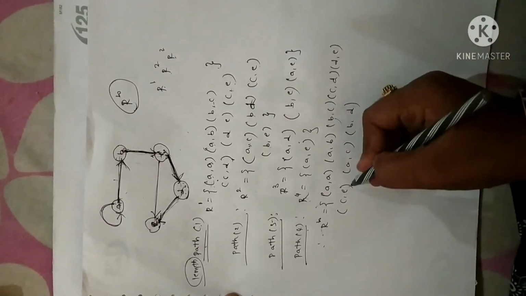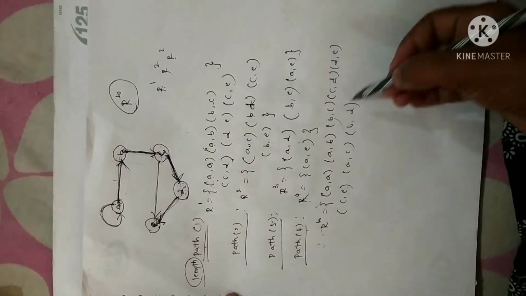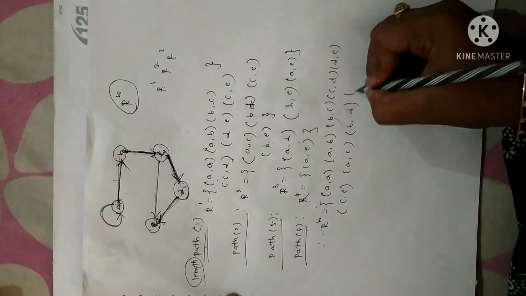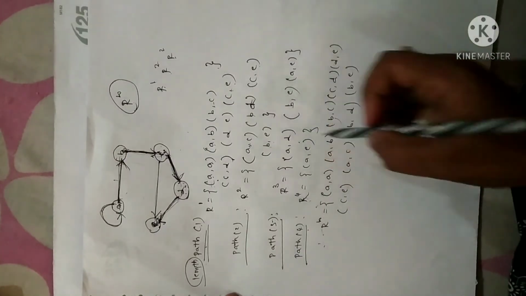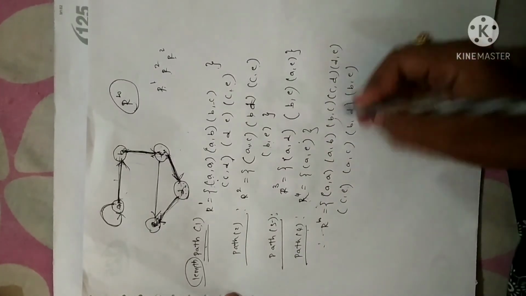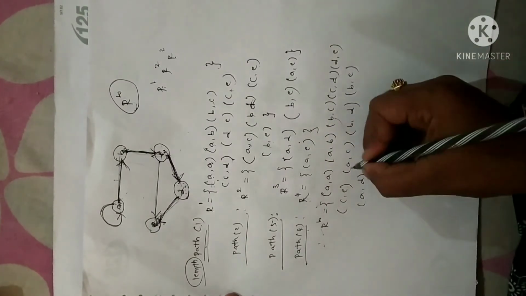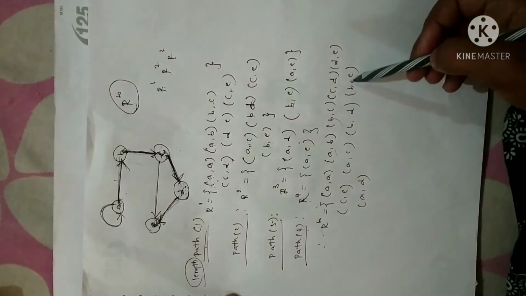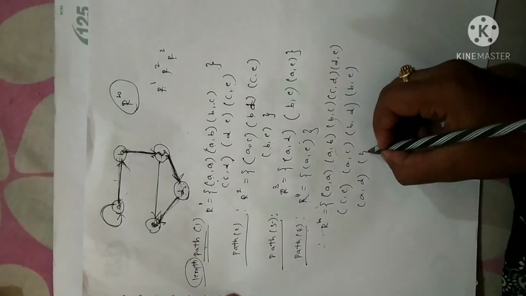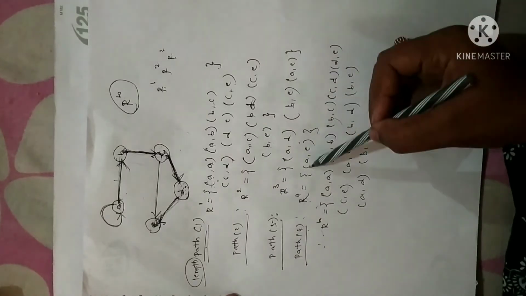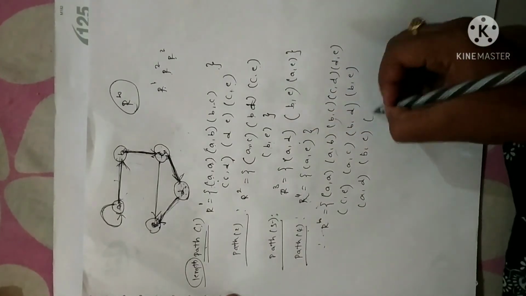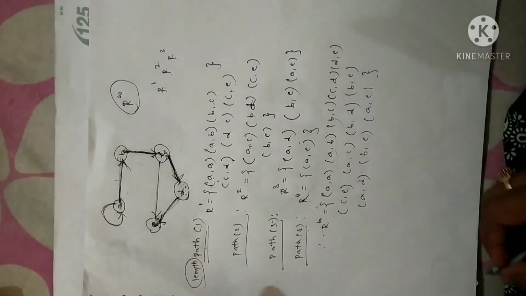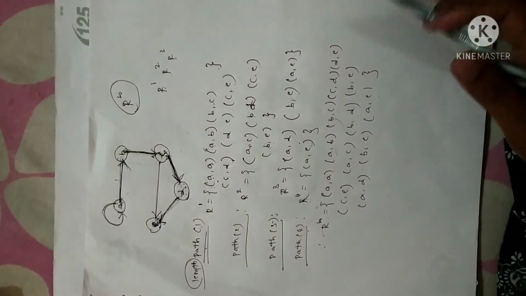C to E, I have already written, so I am not going to write it. B to E, no, so I am going to write it. A to D, no, I don't have, so let me write A to D. Again B to E, no, I don't have, so let me write that. A to E is also not there, so I have written this. Fine. So A to E is already there, so let me stop here.